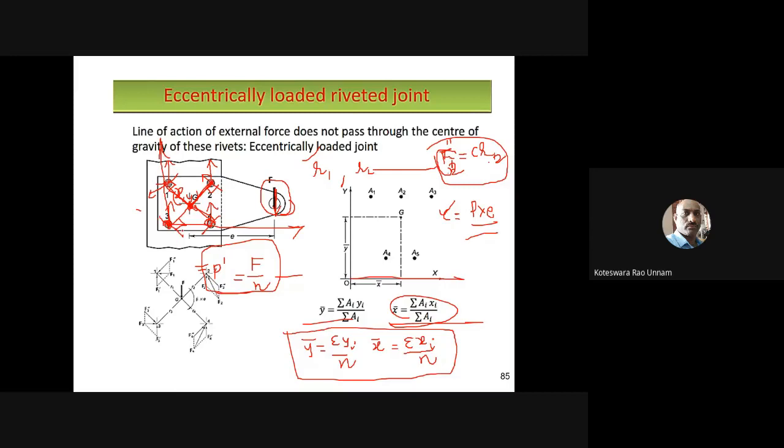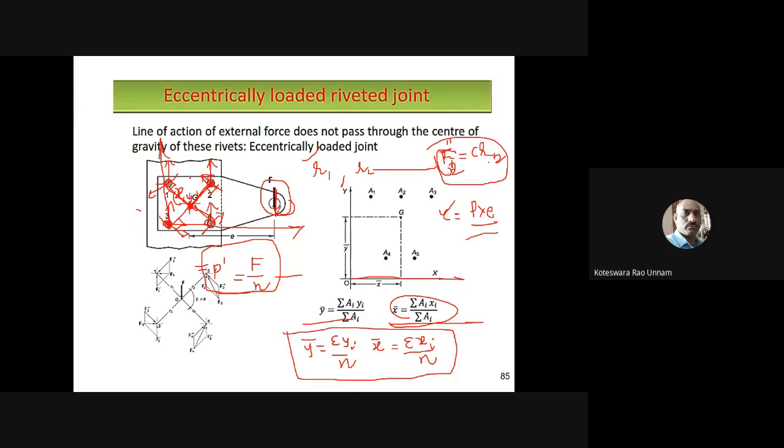All the arrows will rotate in the anti-clockwise direction, because here the twisting moment is in the clockwise direction, so the reaction should be in the anti-clockwise direction. Therefore all the arrows of the secondary shear forces are rotating in the anti-clockwise direction. Once I know that, I need to identify the angle between the primary shear force and secondary shear force for all the rivets.